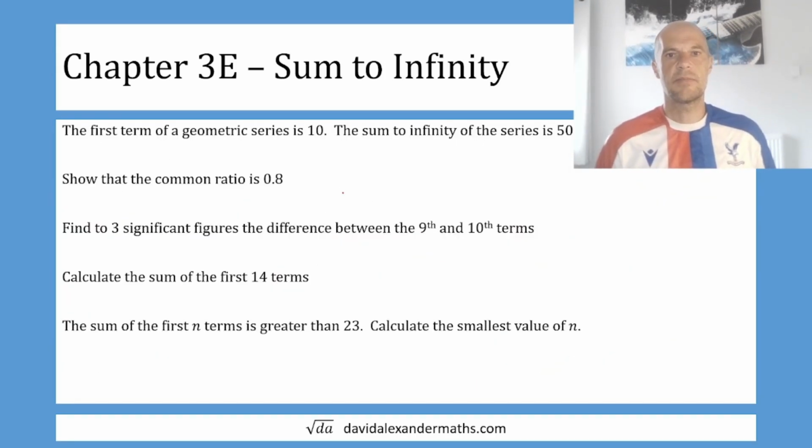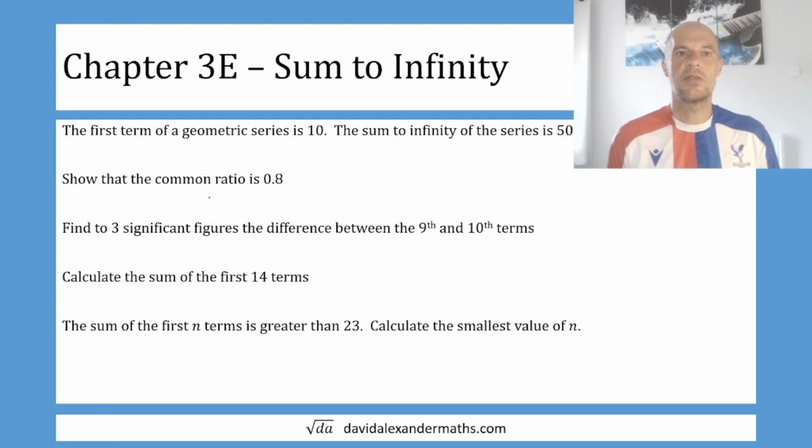Okay, so here's what looks like a hard question because there's lots of stuff to it, but actually it's fairly straightforward. So the first part, we've been given the common ratio. Well, we need to show that it's 0.8. So we know that a over 1 minus r must equal 50. So therefore what we can say is that 10 over 1 minus r is 50.